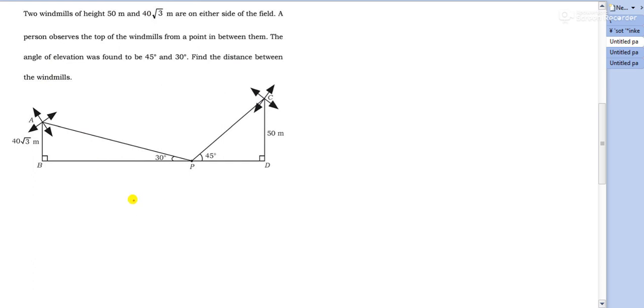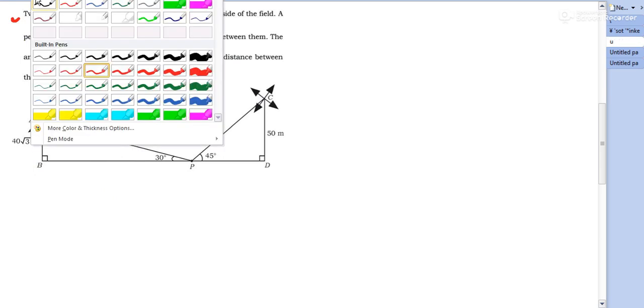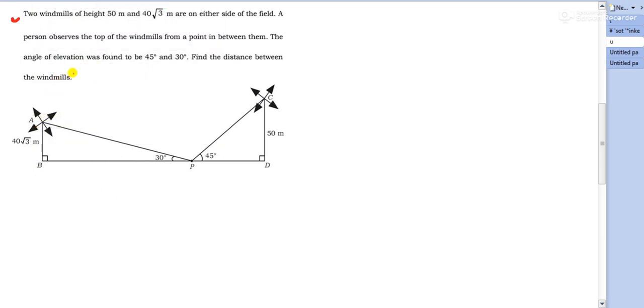Even this question is very simple. It just looks a little complex, but just read it. You will realize it's the simpler one. Two windmills of height 50 meter. You can see this is a windmill CD of height 50 meter and the other of 40 root 3 meter, on either side of the field. This is the field.